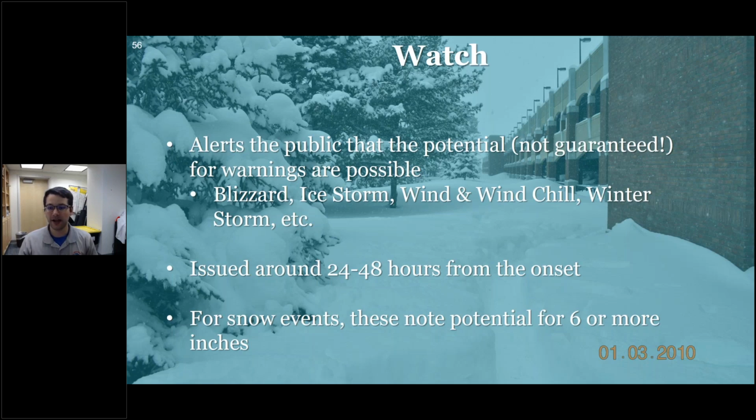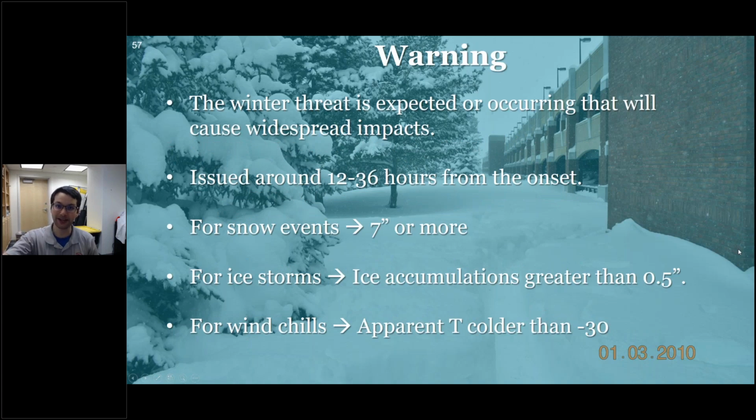So for snow events, we're actually doing an experimental test this year on different criteria to try and match more of an event-based approach. So we'll be looking now at more for 7 inches or more above normal for some of our warnings. When we get into the warning level events, that's when we start seeing the winter weather threat is very likely or expected to occur with widespread impacts possible. So with that, the time window for this is about 12 to 36 hours. And for snow, it's when we're looking at amounts of 7 inches or more for an event.